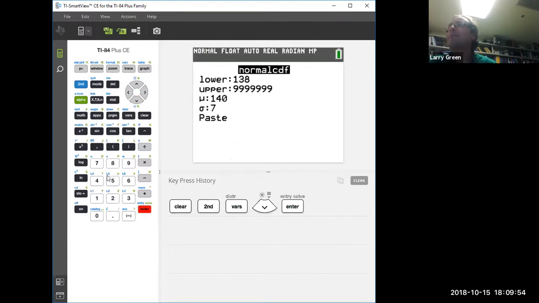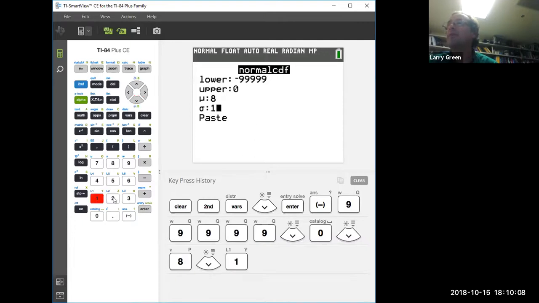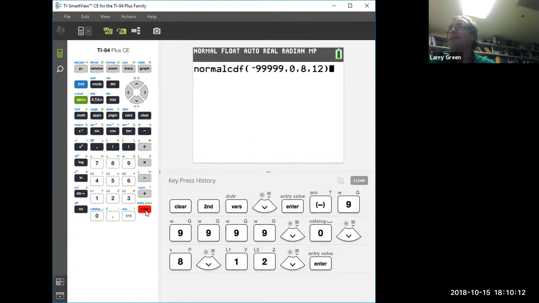The lower bound will be negative, throw in a bunch of 9s. The upper bound will be 0. The mean was 8, and the standard deviation was 12. And I paste. I'm going to do this fast because it's review. So you'll notice that there's about a 25% chance of losing money.